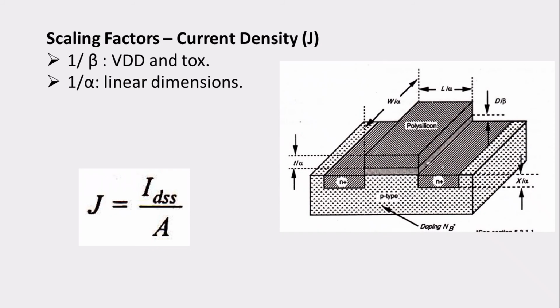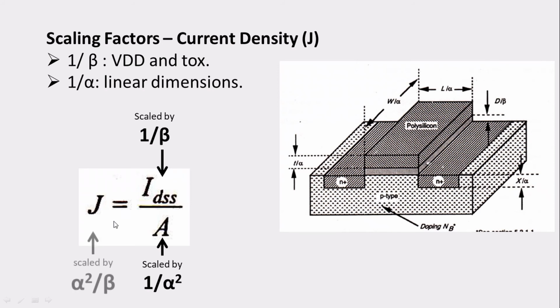Now current density is given by the saturation current divided by area. We know the area is scaled by 1 by alpha square, and the current is scaled by 1 by beta. So alpha square goes up and beta comes down. The scaling factor of current density will be alpha square by beta.